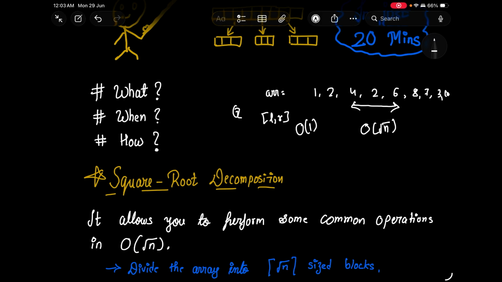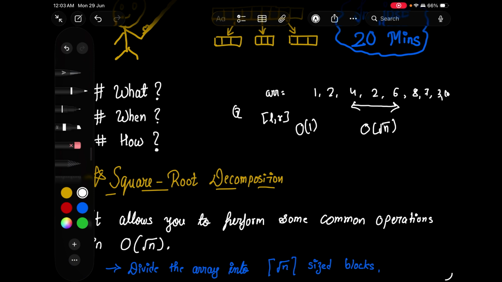So the idea behind square root decomposition is we take the whole array and divide it into square root sized blocks. Here the size of the array is 9. Just a minute, let's choose a color. Here it is. Cool. Here the size of this array is 9, so I divide the array into three sized blocks: 3, 3 and 3.